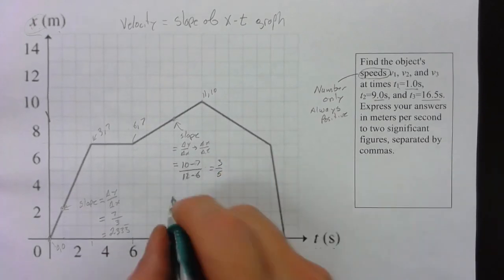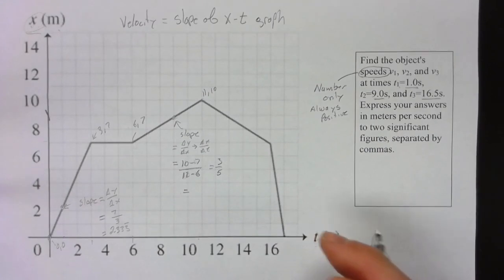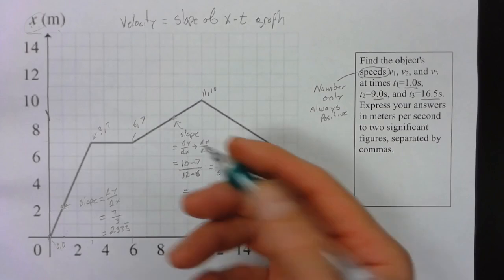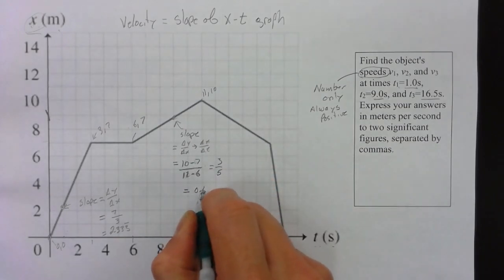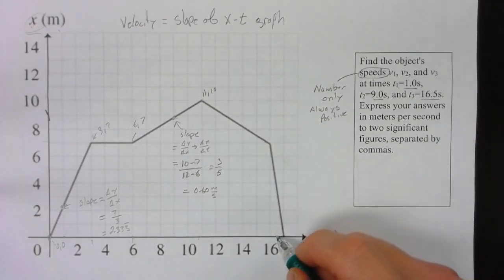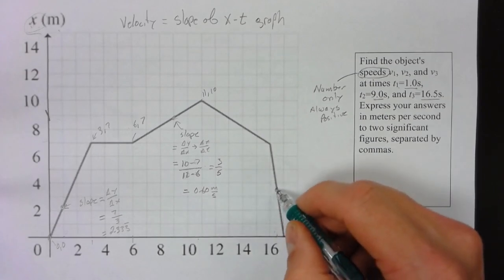So 3 over 5. And 3 over 5, if you divide that out, I think the problem asks for 2 significant digits. Yeah, 3 divided by 5 is 0.6, so 0.60, right? And it's a positive, but that doesn't matter. 0.60 meters per second. Then it asks for 16.5 seconds. That's right here. It's hard to get that exact number there.